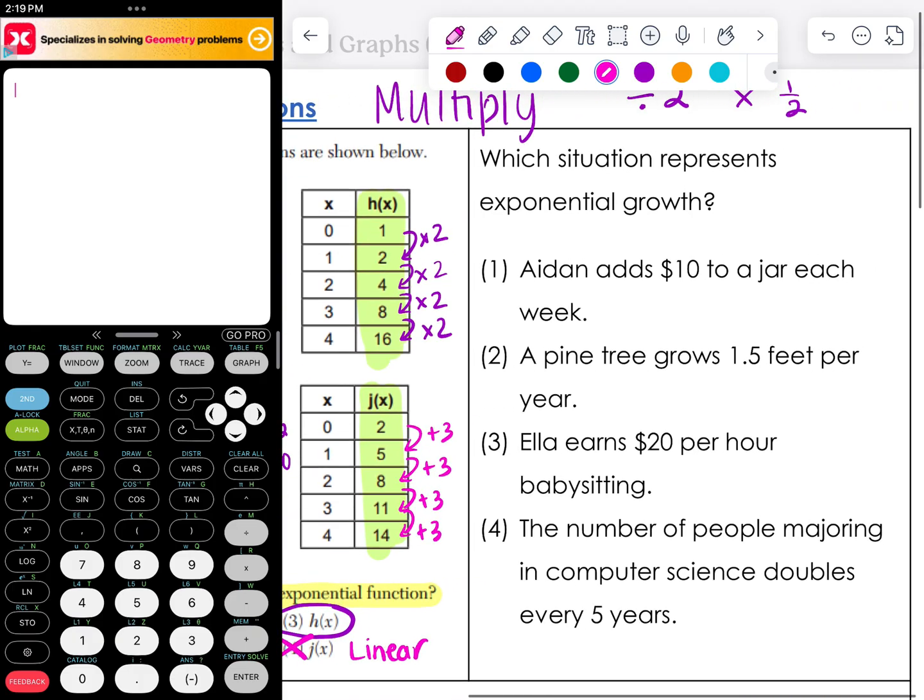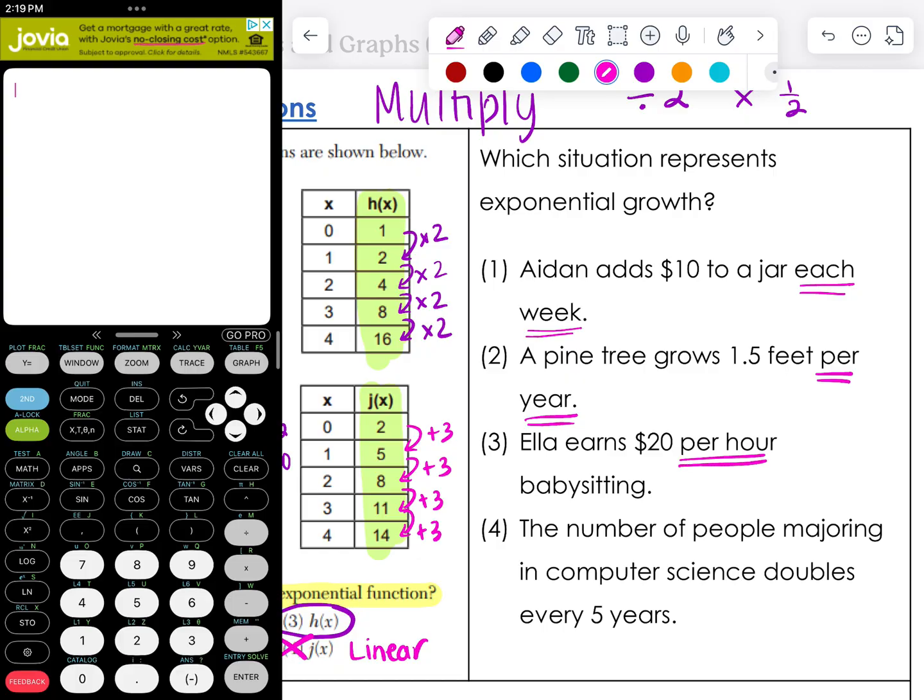Let's take a look at the way that questions can be worded. The second one says, which situation represents exponential growth? Aiden adds $10 to a jar each week. A pine tree grows 1.5 feet per year. Ella earns $20 per hour babysitting. If you notice, all 3 of those answer choices sound very similar.